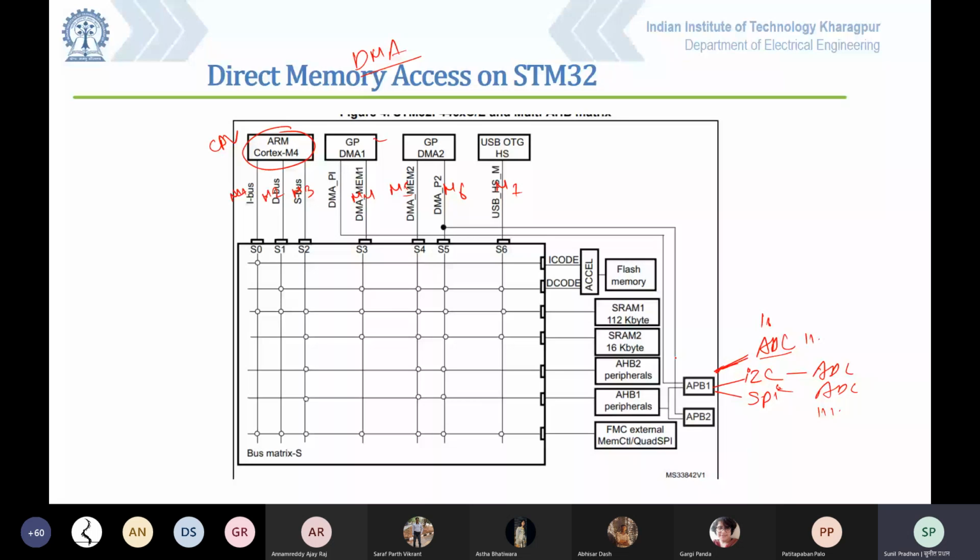In this case, the data will travel to my DMA peripheral, and it will come to the memory and be saved to my SRAM. Okay. For this reason only, my DMA is very fast. It will not involve any of these buses.